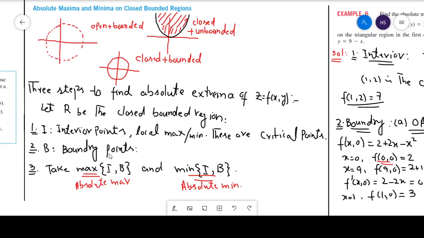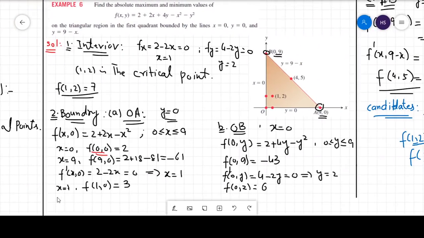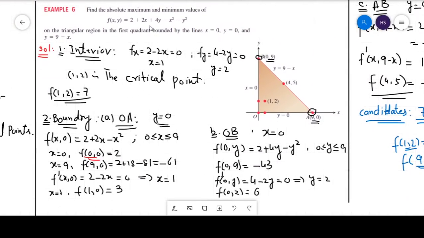Then you check the boundary points and take the maximum and minimum of all these points. Then that would be your absolute maximum and minimum. So here's an example. You need to calculate the absolute maximum or minimum of this two variable function over this closed boundary region. This is a triangular region, joined by these three line segments OA, OB, and AB.